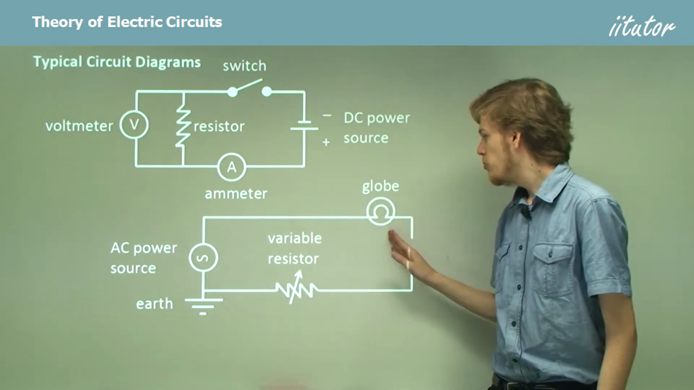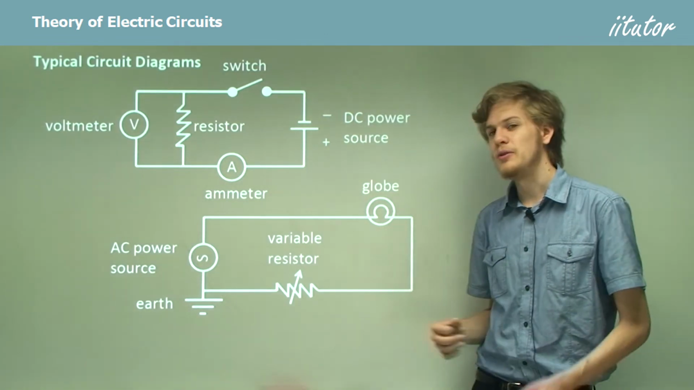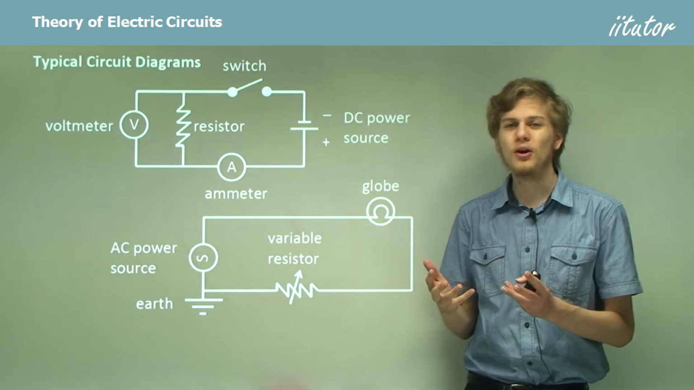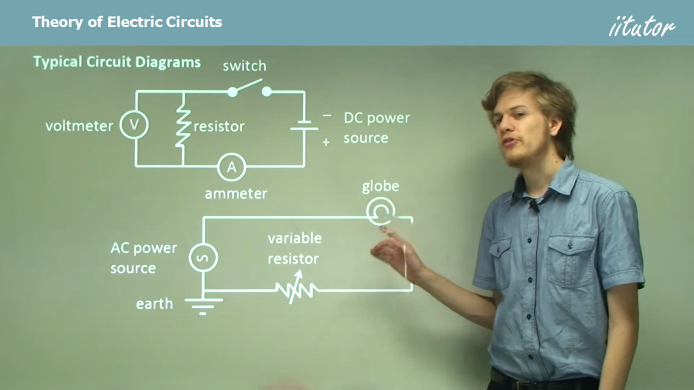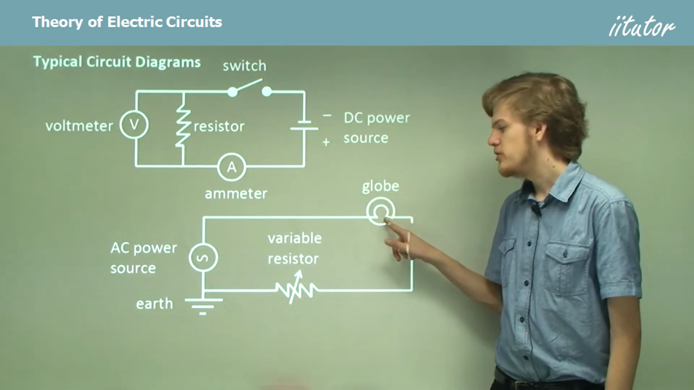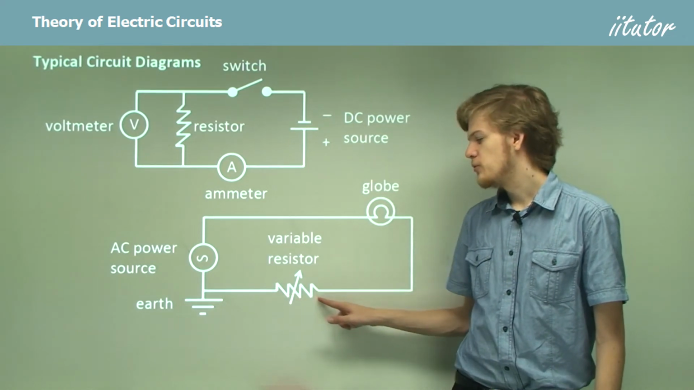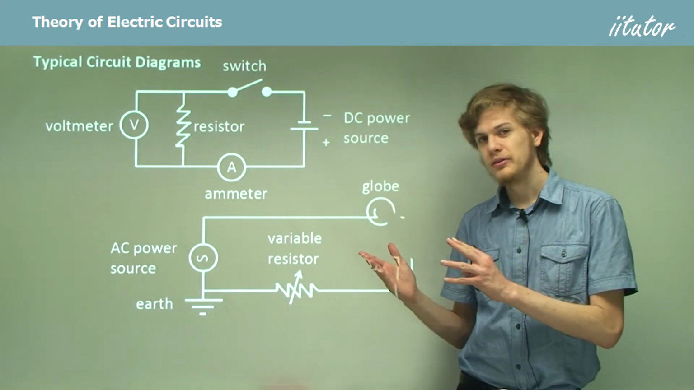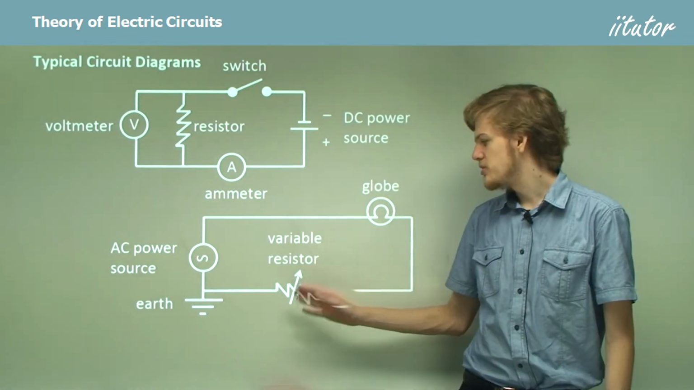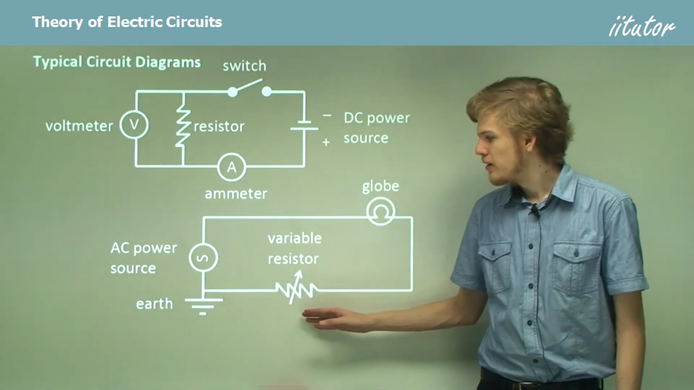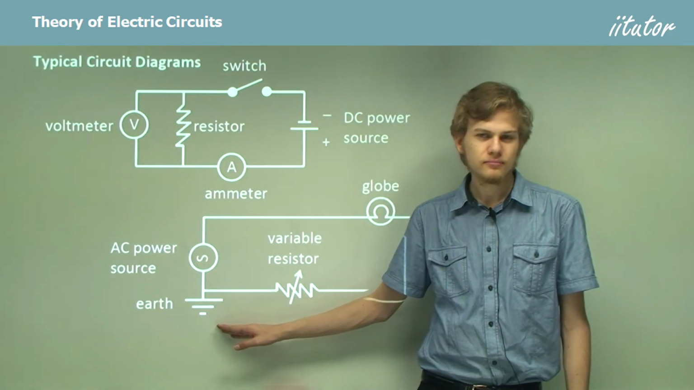We have here a globe. Sometimes these are just represented by a resistor because globes are simply resistors that glow brightly. So we can see that there's a sort of circle representing the glass bulb and a little turn inside representing the filament. The variable resistor looks much like a resistor, except we have a little arrow on it. So we can move the arrow left and right to change the resistance of the resistor. Finally, we have Earth.